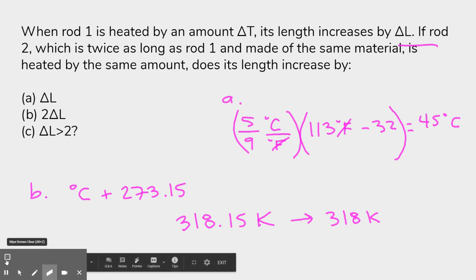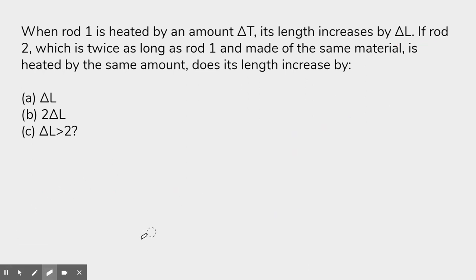Problem number 2. This time we're going to think about something, and I'll draw a little image to help you. So it says we have rod 1, and we're just going to say rod 1 is here. And we have rod 2, and it says it is twice as long. So my second rod, and I'll use a different color for that. That's about twice as long. It'll work.